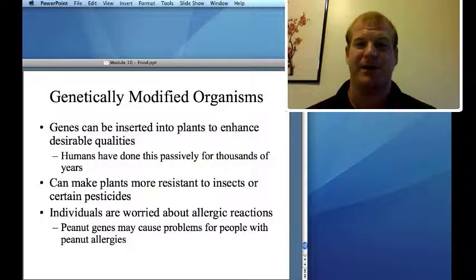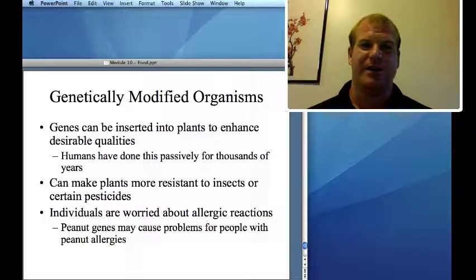GMOs, genetically modified organisms: we can insert certain genes into the plants. We've been doing this passively for thousands of years, and a lot of the plants, like maize, we eventually, through our own selective breeding, turned into corn. But we've recently done this by taking apart the DNA of the plants.